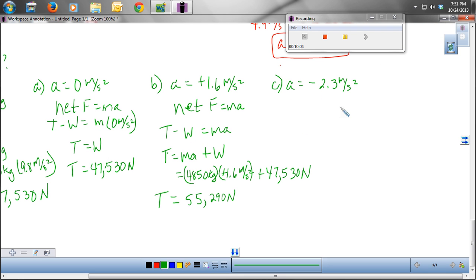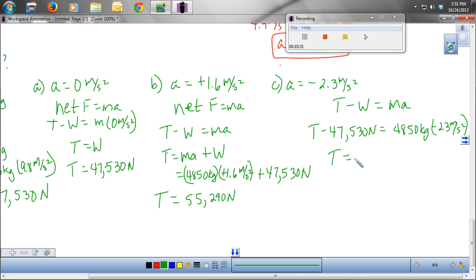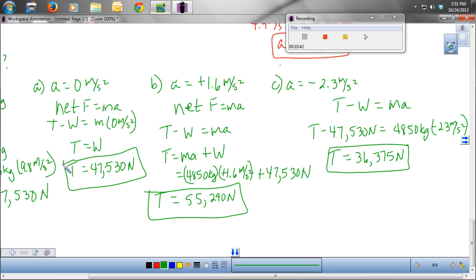Then I went to this one, and I said, well, T minus W equals ma. T is what I'm looking for. The weight is still 47,530 newtons. The mass is still 4,850 kilograms. Be careful, though, because this acceleration is a negative 2.3. So I'm going to multiply that times that, which is negative, and then add this to it. And when I did that algebra, I got 36,375 newtons. Okay, we're done with this.